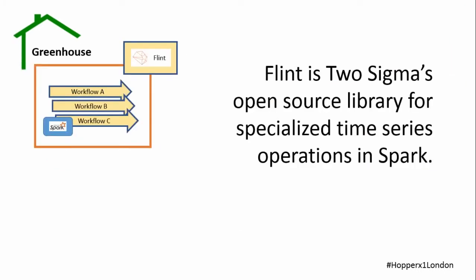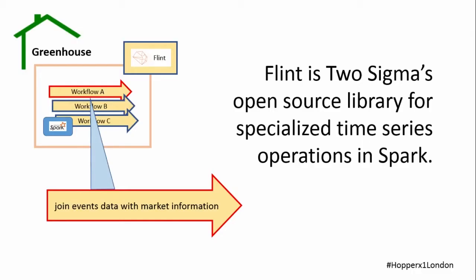So to put it in other words, Flint is Two Sigma's open source library for specialized time series operations in Spark. At a high level, Flint does this by taking advantage of the data's natural time ordering and providing operations that take advantage of data locality in Spark executors. So we've really fine-tuned the operations to be very performant for time series data in particular.